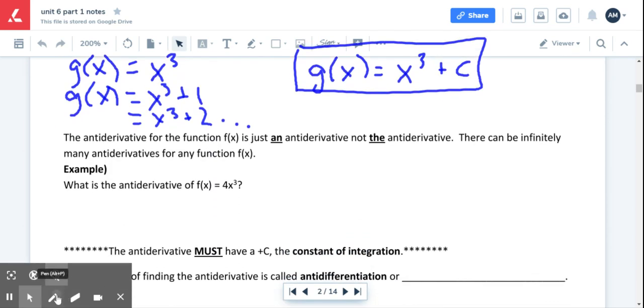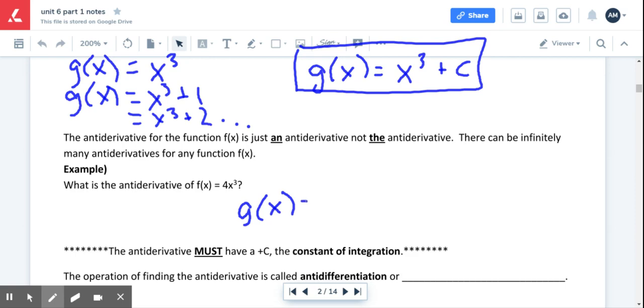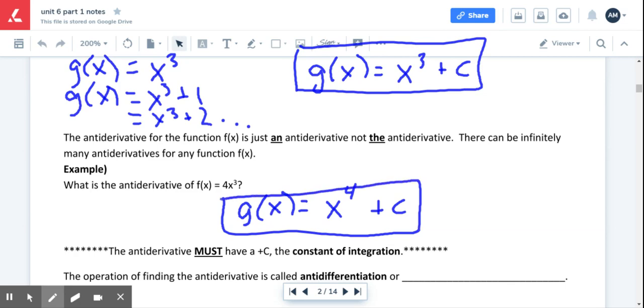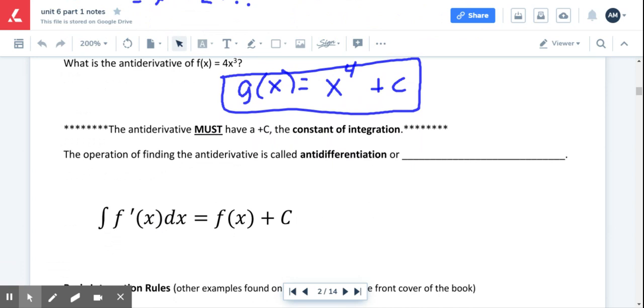Just another example along the same note, what's the antiderivative of f of x equals 4x cubed? So you just ask yourself what function, when I take the derivative of it, would give me 4x cubed, and the answer to that is just like last time. So this would be x to the 4th plus some constant c. So that's the general idea. And again, really important, you have to have that plus c. It's called the constant of integration.